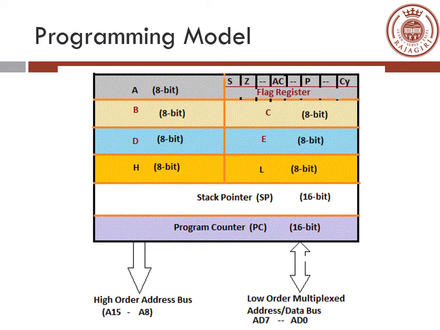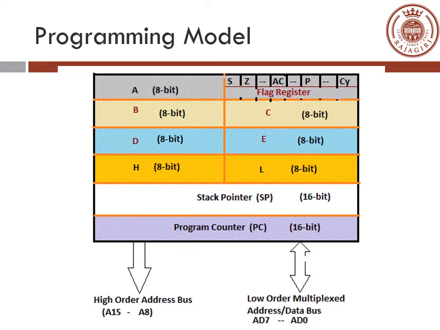Coming to the programming model, where you need to know more about the registers. So you are having the register A, which is basically the accumulator, and the flag register. The actual size is 8-bit, but you are using 5 bits of it. So the flag register is of size 5 bits. We will see more detail about the flag registers.